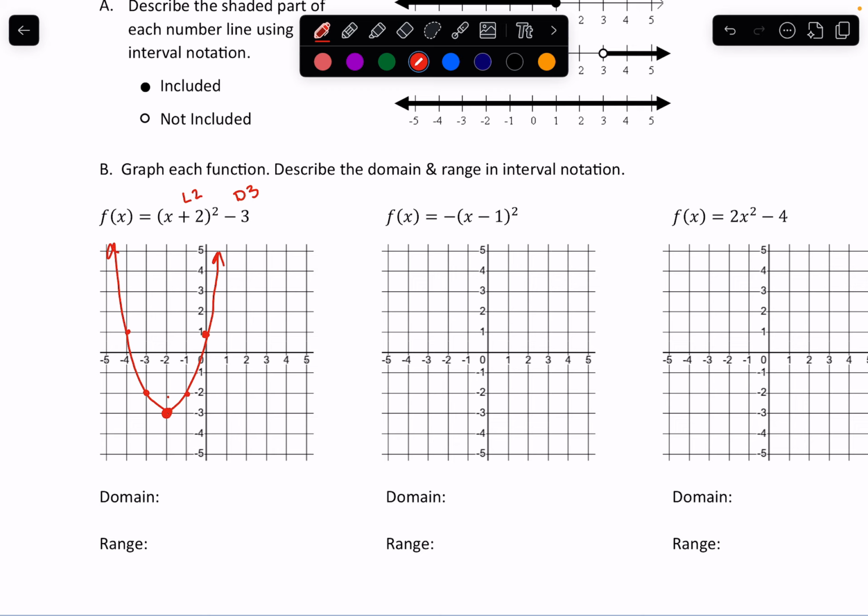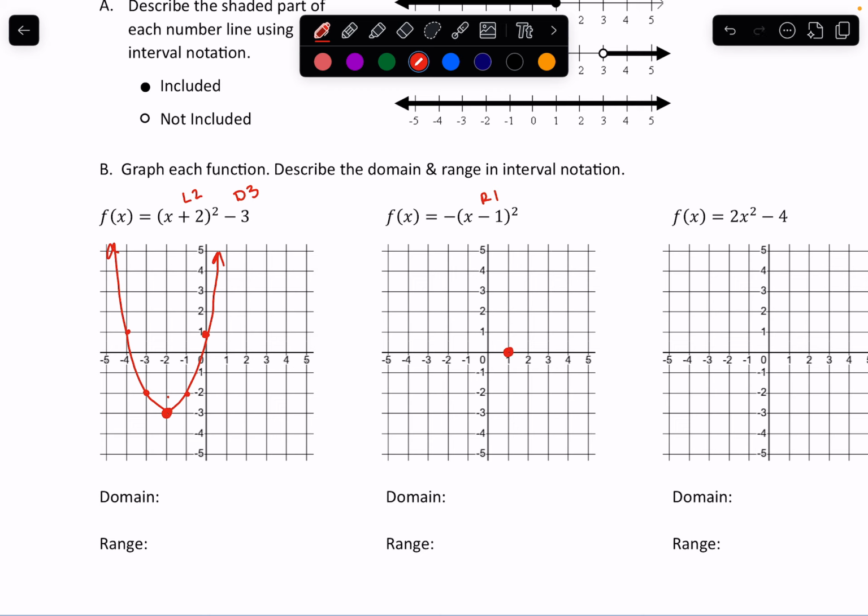Now the second example, that negative 1 on the inside tells me that I'm going to shift to the right 1, and there's no number over here. So that means I don't shift up or down at all. That just means I'm shifted to the right 1. So there's my vertex right there.